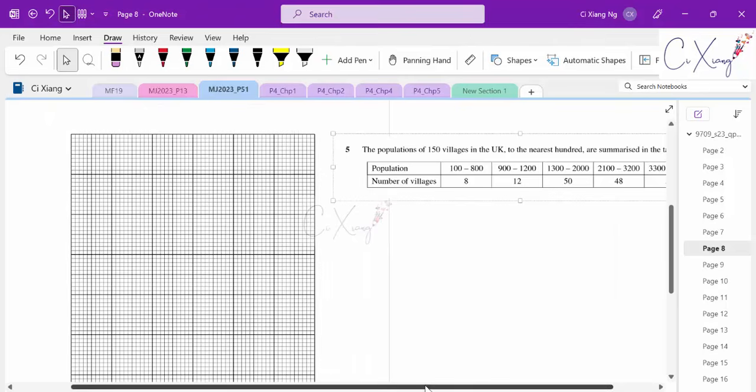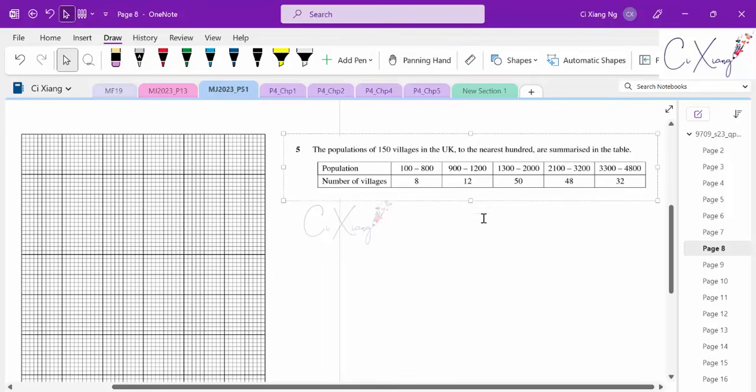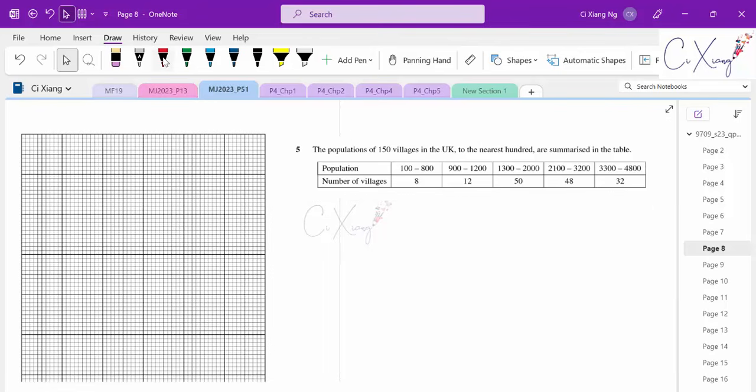Okay, so I try to copy the question here. So this is what we have. First of all, I want to have class boundaries. For the class boundary, like what I mentioned earlier, I want to take the lower limit minus 50. So the first class, I'm having 50. The upper limit, I will want to add 50 for every single class. So 800 plus 50, I got 850.